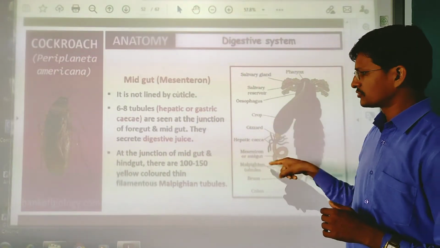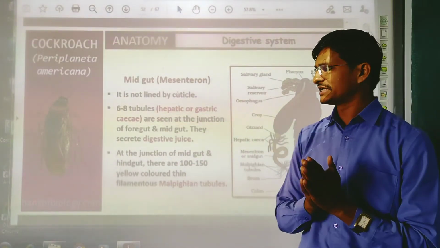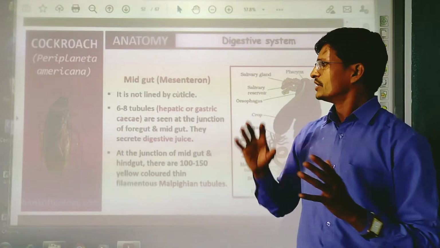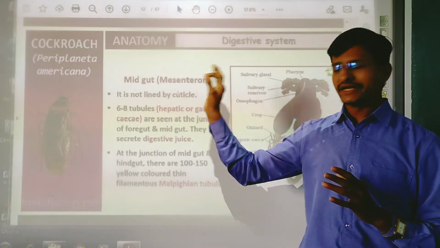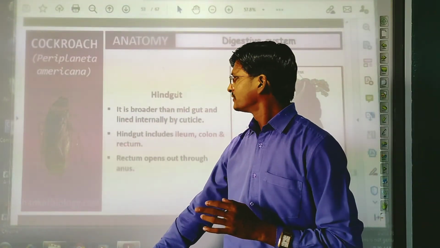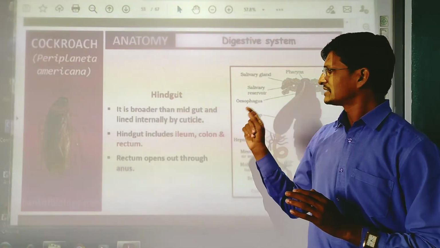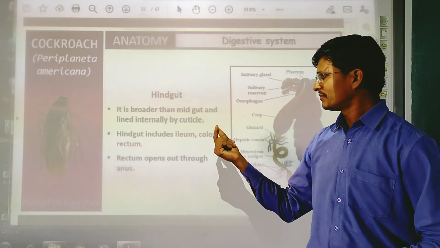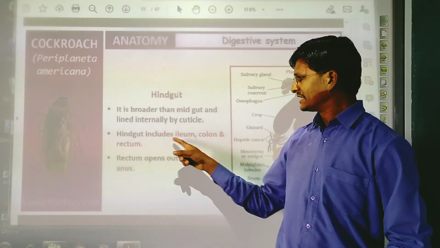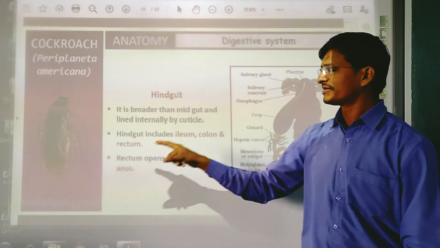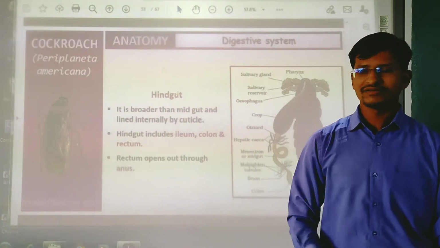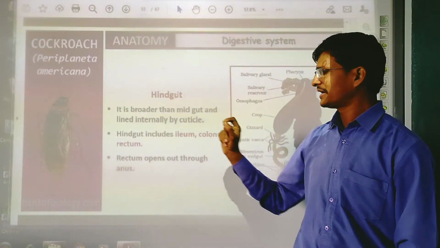This part I am talking about. So how many are there? 100 to 150 yellow colored Malpighian tubules you will observe in the midgut. So that you need to remember. Then hindgut, it is broader than midgut and lined internally by cuticle. Hindgut includes ileum, colon, and rectum. The same thing what we have in the digestive system. That is ileum, colon, and rectum.